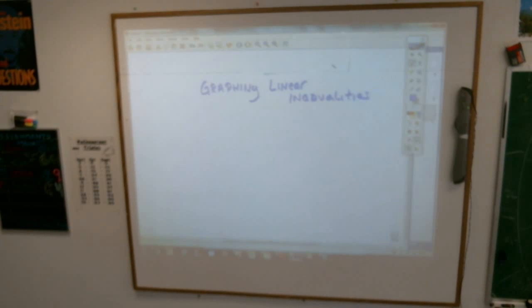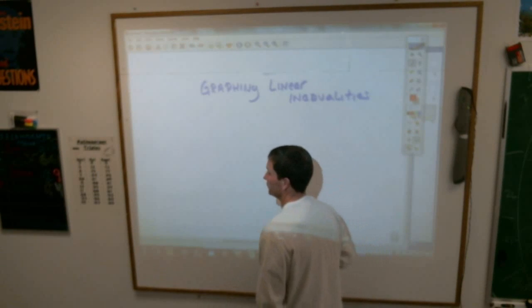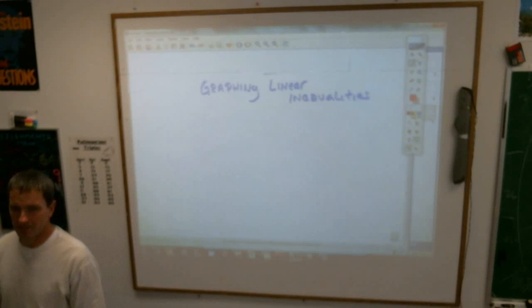Graphing linear inequalities. First of all, somebody should probably understand what an inequality is. Claire, what's an inequality? Yes, things that aren't equal, greater or less than signs.